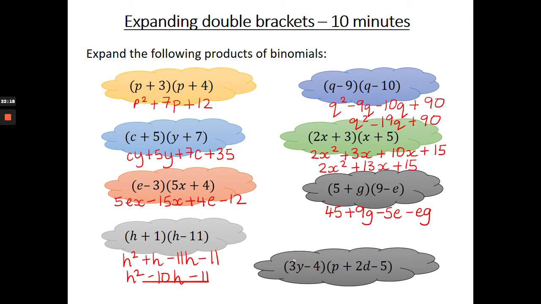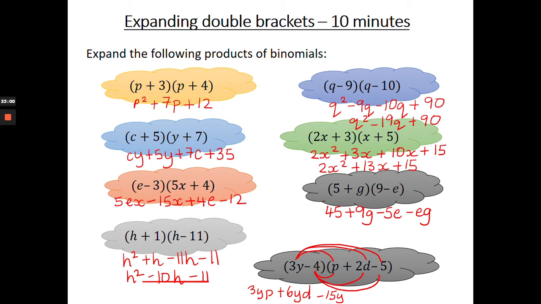So all we're doing is multiplying everything in our first bracket with everything in our second bracket. So here we've got 3y times p, 3y times 2d, and 3y times minus 5. Then we have minus 4 times p, minus 4 times 2d, and minus 4 times minus 5. So I'm going to just write down what this would be collectively. So we have 3yp plus 6yd, so I'm working with the top lines first, minus 15y.